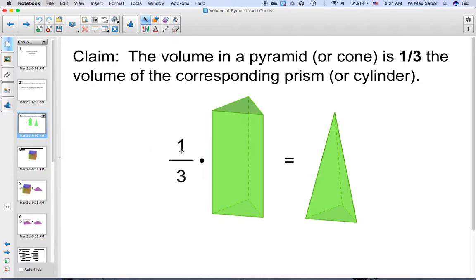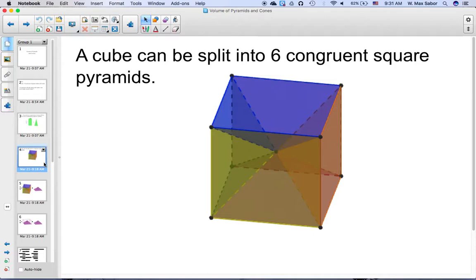So I'm saying that this is a triangular prism, here's a triangular pyramid, and if you take this, divide it by 3 or multiply by 1/3, you'll get the volume of this. And the reason for that, one way to visualize this, is to imagine splitting a cube into 6 congruent square pyramids.